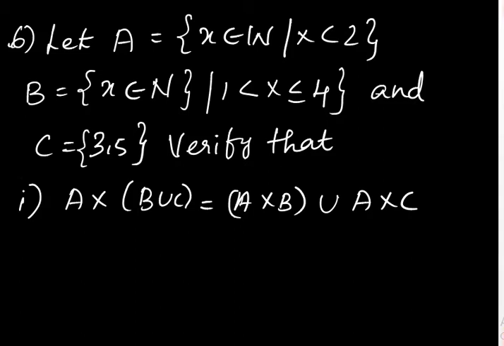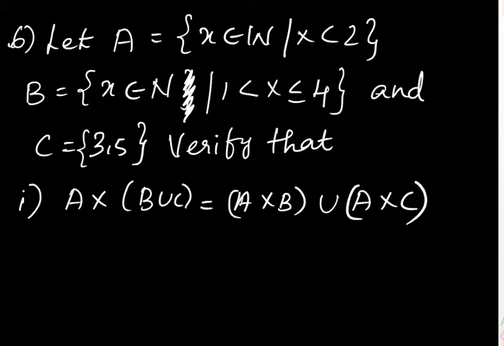The question. Let A be the set of x belongs to W such that x is less than 2, B is equal to x belongs to N such that 1 is less than x less than or equal to 4, and C is equal to the set of 3 comma 5. Verify that A cross (B union C) is equal to (A cross B) union (A cross C).